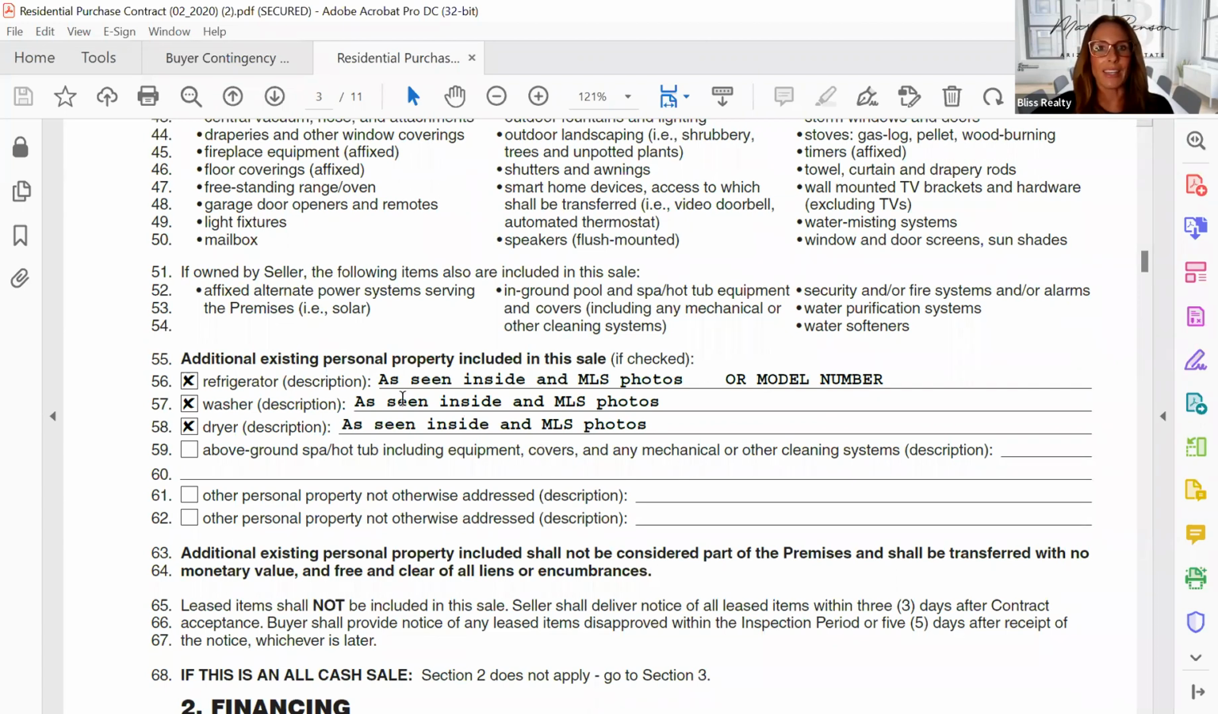So as much as we can say as seen inside or on the MLS photos, it does not state the brand, the make, the model. It doesn't state the year. It doesn't list any of that. So you really want the model number, or at your buyer walkthrough the appliances are gone. That's not fun either, because that's happened. So it doesn't matter if it's in the MLS. It has to be on the purchase contract, or it has to be on a counter or an addendum. It's got to be stated.